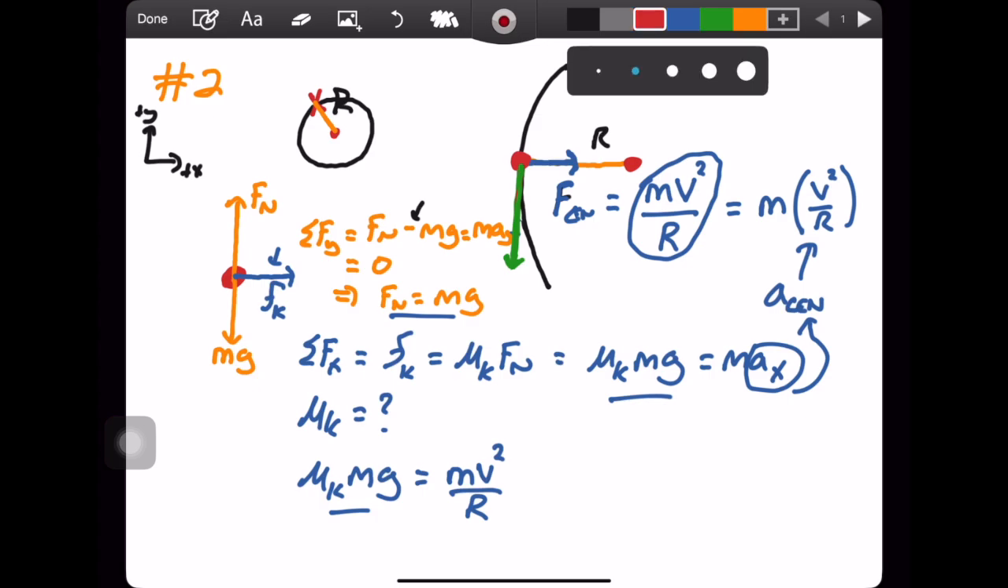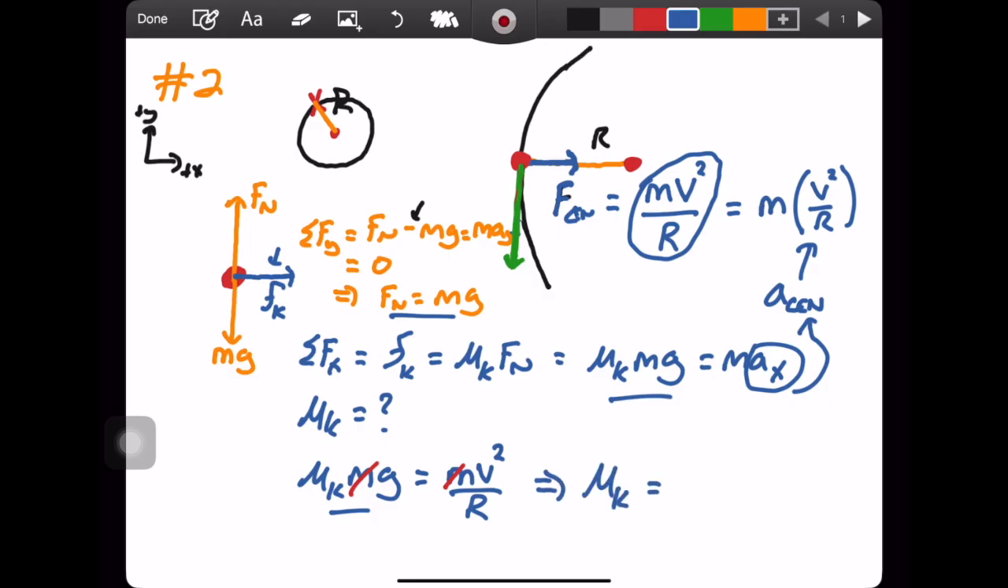This can simplify because I have a mass right here and I have a mass right here. And so I can simply divide both sides by g, and I get the expression mu k equals v squared divided by gr.